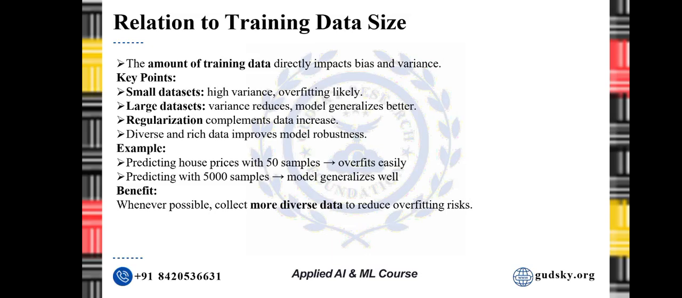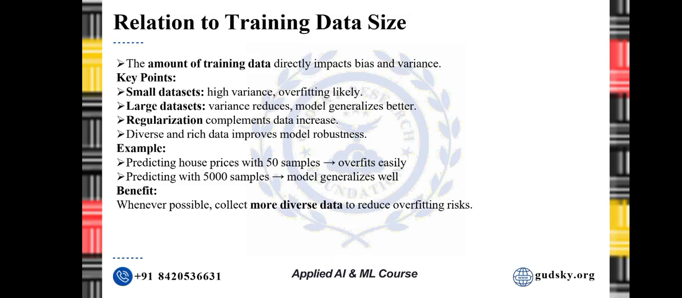And relation to training dataset, another key factor. In general, small datasets mean high variance, and overfitting risk increases. With large datasets, variance reduces, and you get better generalization. That's why collecting diverse, high quality data is just as important as choosing the right algorithm. For example, predicting house prices with just 50 examples, you will probably overfit. But with 5000 diverse examples, your model learns general patterns instead of noise. And remember, regularization techniques work even better when combined with larger, richer data.